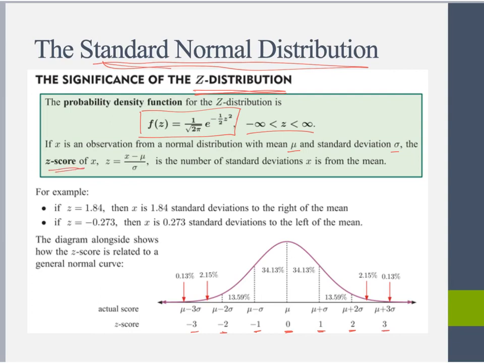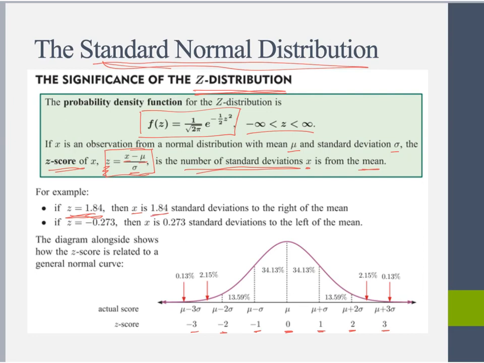If X is an observation from a normal distribution with mean mu and standard deviation sigma, the Z score of X is Z equal to this. So it'll be the observation, whatever that number is, minus the mean, divided by the standard deviation. Now this Z, as I said before, gives you the number of standard deviations X is from the mean. So for example, if Z is equal to 1.84, then X is 1.84 standard deviations to the right of the mean.